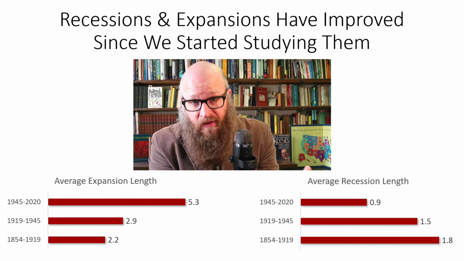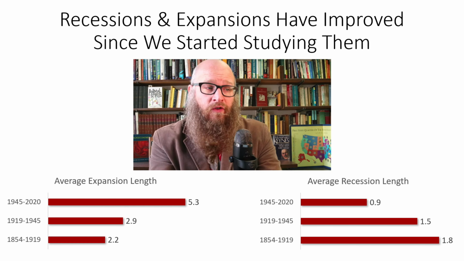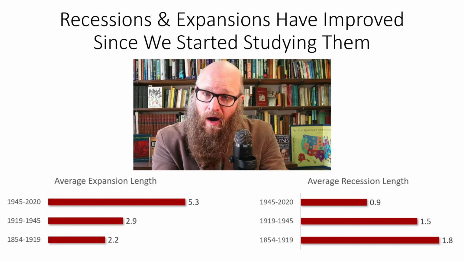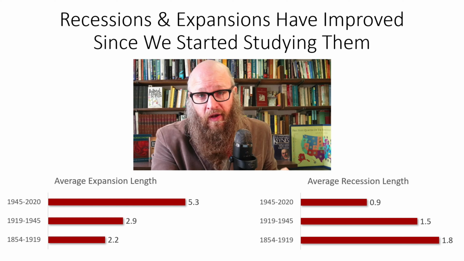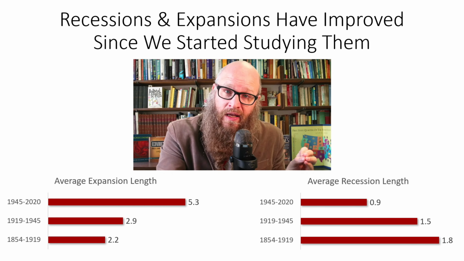In the years since World War II, the average expansion length is now 5 years. On average, we go 5 years without a recession. And when we do experience a recession, it now lasts for less than a year. We still have a lot to learn as macroeconomic scientists about recessions and how to prevent them, but we must acknowledge the tremendous progress we have made along the way.